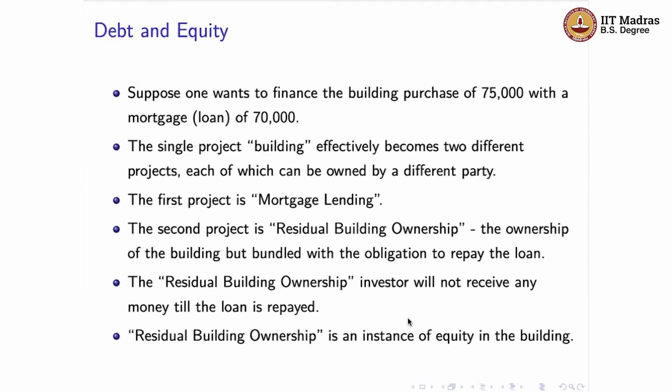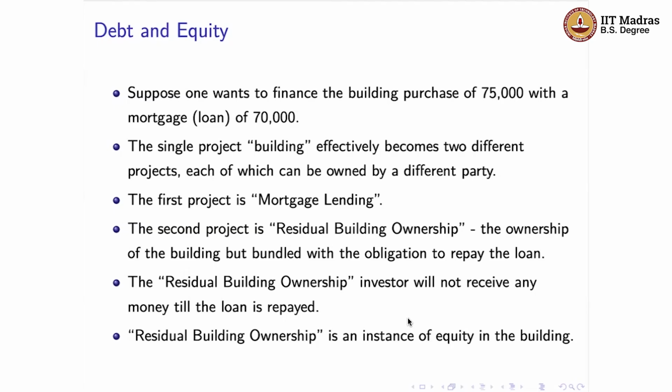What this effectively means is that one single project, the building, has now become two different projects, each owned by a different party. The first project is the mortgage lending, or the loan that has been extended, this 70,000 worth of loan. You can imagine that the bank that has given this loan is the owner of this project. The second project is the residual building ownership. Think of this as the person who has taken out this 70,000 loan but has put in the remaining 5,000.